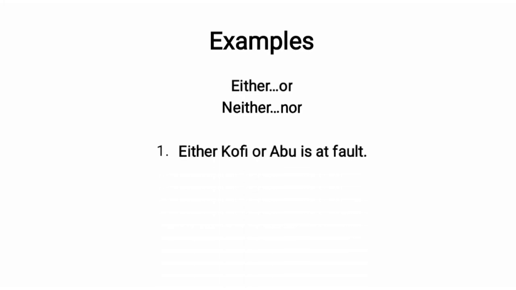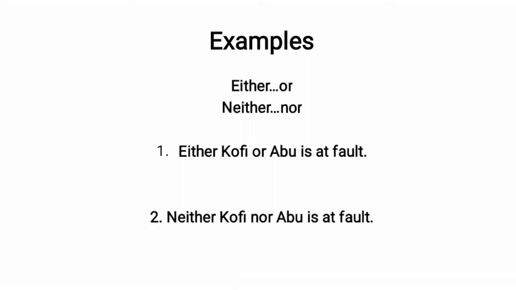So example 1. Either Kofi or Abu is at fault. What this means is that one of the two nouns mentioned is at fault. Kofi could be at fault, Abu could be at fault. But at the end of the day, only one of the two is at fault.